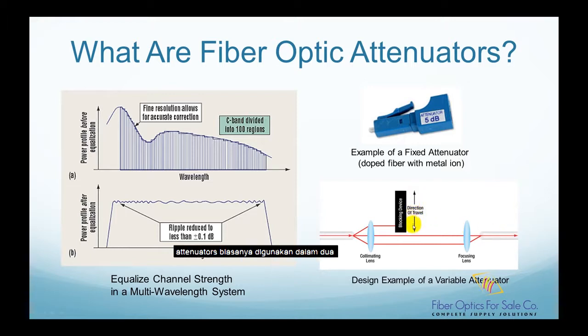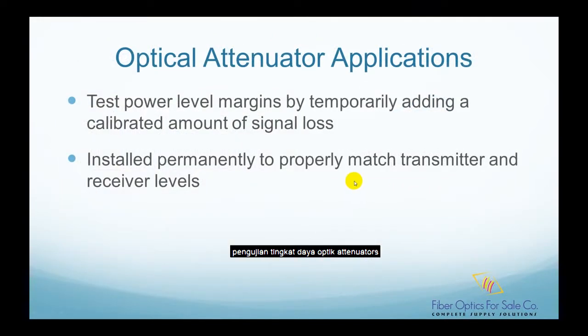Fiber optic attenuators are usually used in two scenarios. The first case is in fiber optic power level testing. Attenuators are used to temporarily add a calibrated amount of signal loss in order to test the power level margins in a fiber optic communication system. In the second case, attenuators are permanently installed in a fiber optic communication link to properly match transmitter and receiver optical signal levels. Optical attenuators are typically classified as fixed or variable attenuators.